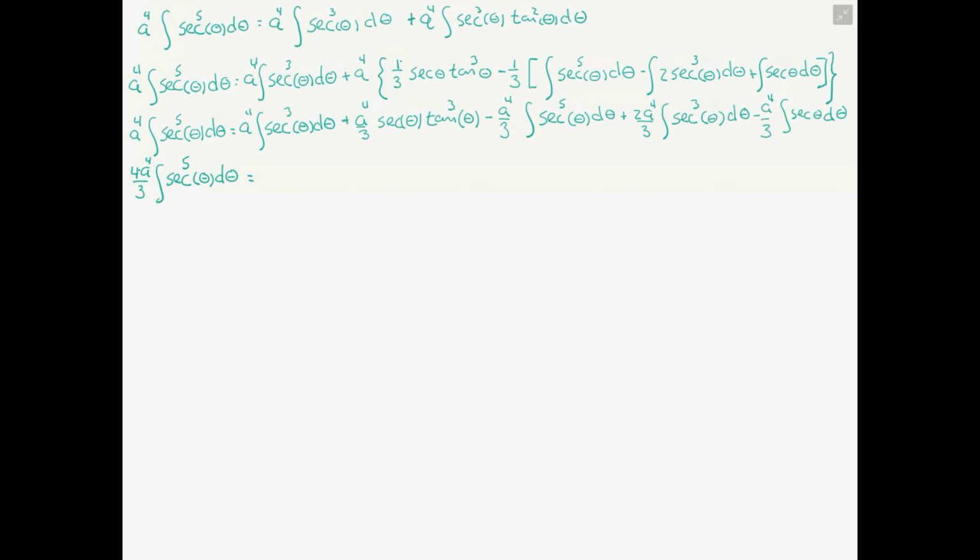We also have a secant to the third theta term that can be combined. And so we do that in this next step. So we have 5/3. That's what it's going to be, 5/3 a to the fourth integral secant to the third theta d theta.